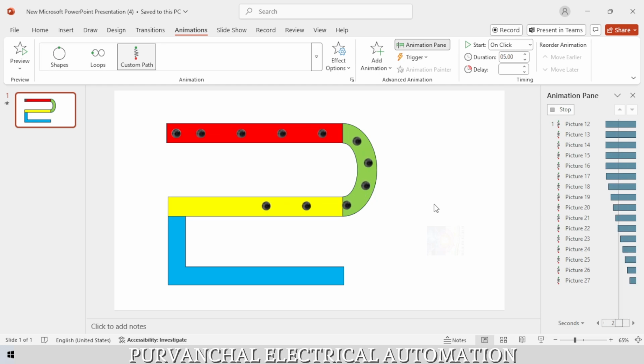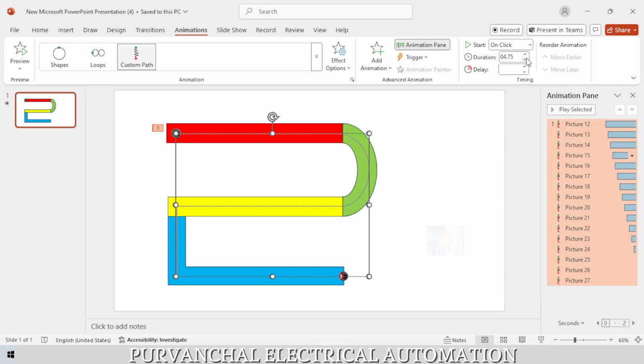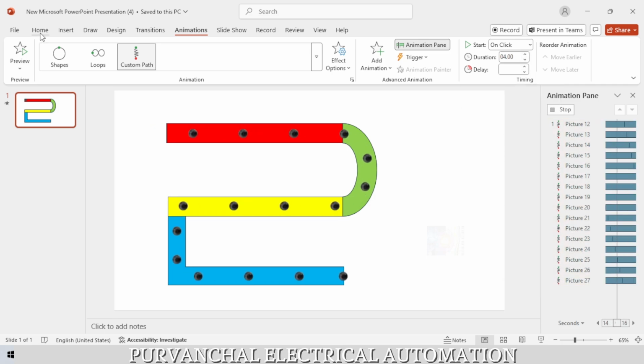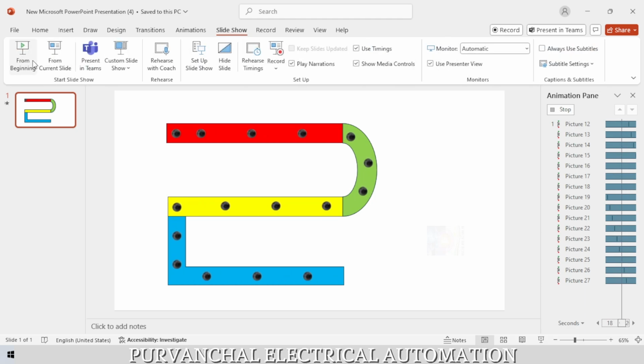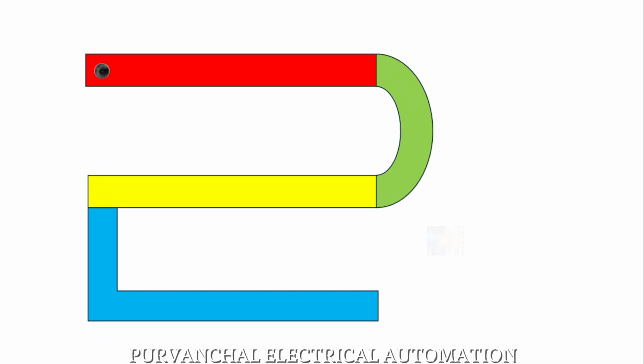Again, you will see a gap coming. You can see at the end of the cycle a gap is coming. So here we'll reduce the duration. See, I will reduce the duration to 400. Now it's done. We'll go to the slideshow. Click any button, press any key. Now you will see our animation is done.